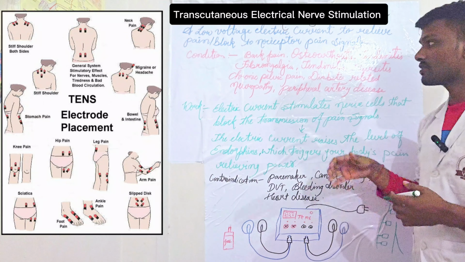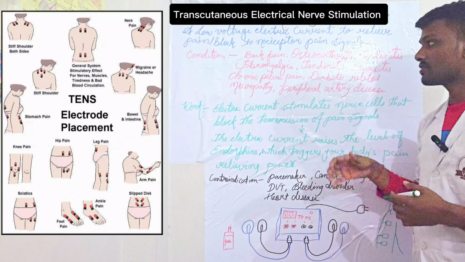The conditions where we use the TENS machine. The first is low back pain, which is also back pain. There is radiating pain there, so we can use the TENS machine. Also osteoarthritis of the knee joint, so we can apply the TENS machine there. Tendinitis can occur in any joint, with inflammation; in the chronic phase we can apply the TENS machine. Fibromyalgia, chronic-phase muscle pain, we can apply the TENS.